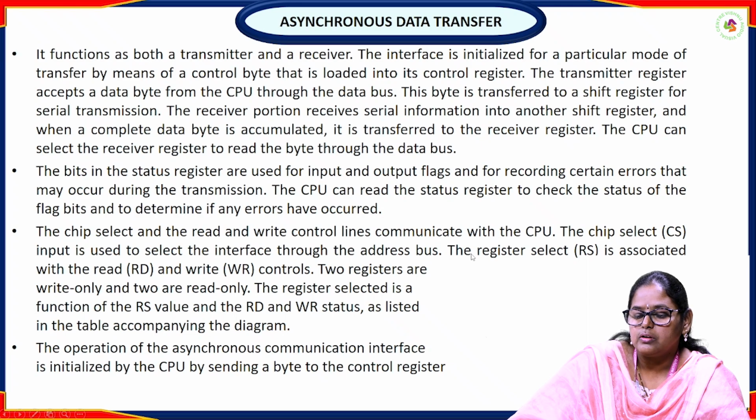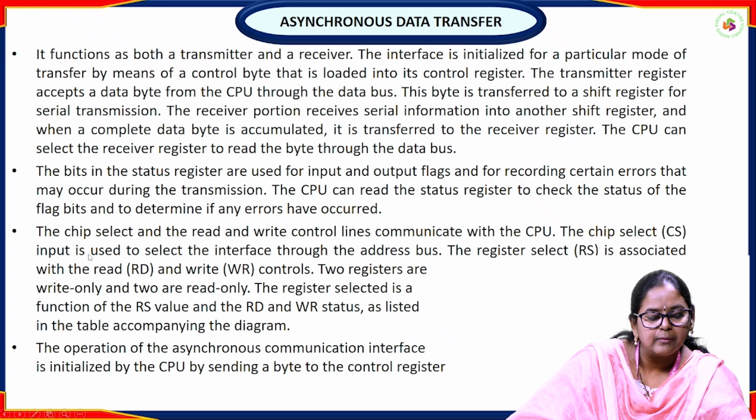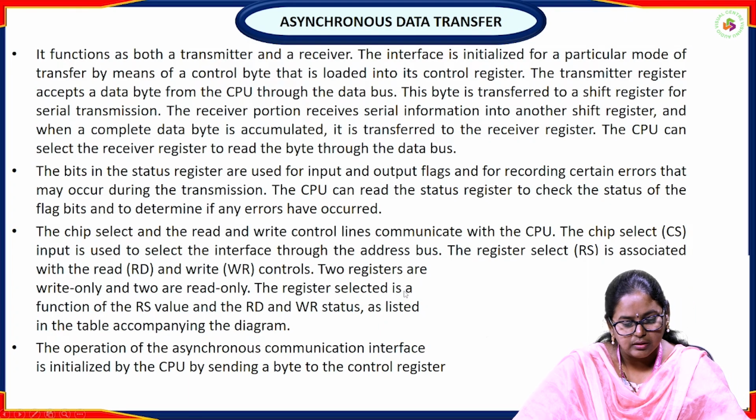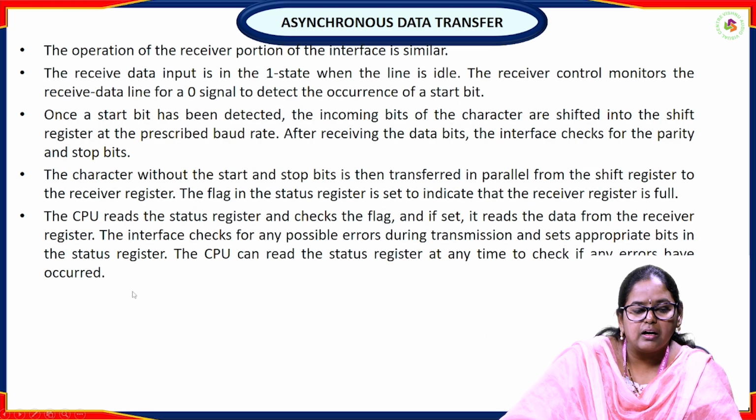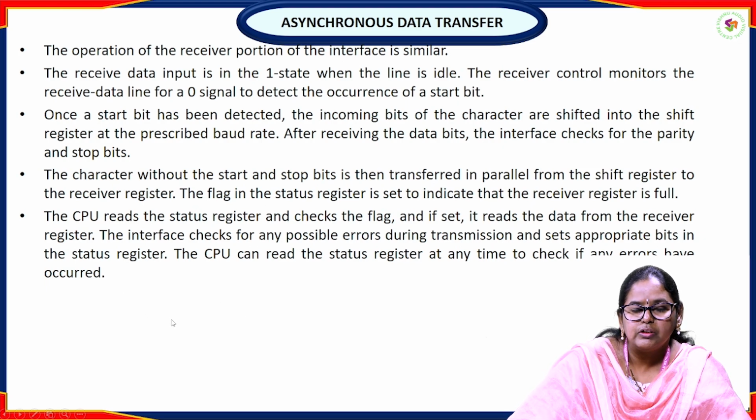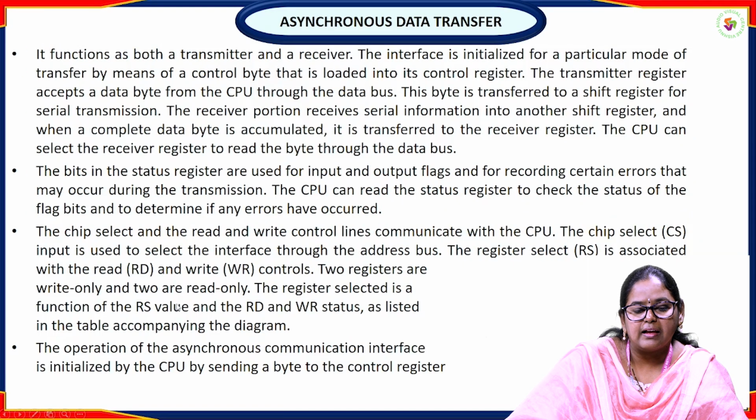And as I have told, for the timing and control, we have something called register select. We have read and write control lines, which will be used to activate any one of them while performing either the read operation or the write operation. And as I have told, this is how it works as a receiver and how it works as a transmitter.